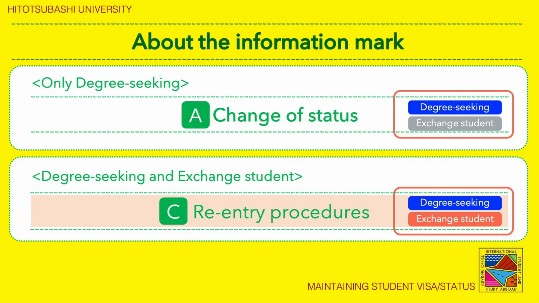Okay, I want to get your attention on this little mark on the right top corner of each slide. There are going to be 2 types of information. One is information that is relevant only to degree-seeking students, and the other type is information that's relevant to both exchange and degree-seeking students. So when you see a little mark that only highlights the degree-seeking students, then exchange students can skip that section. However, if you see a marking that highlights both the degree-seeking and exchange students, all of you need to pay attention to it.